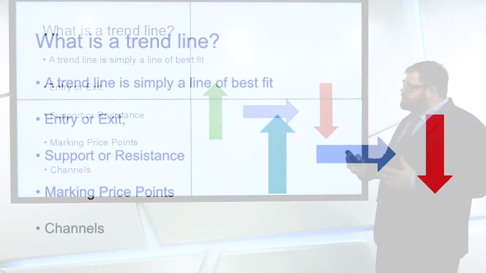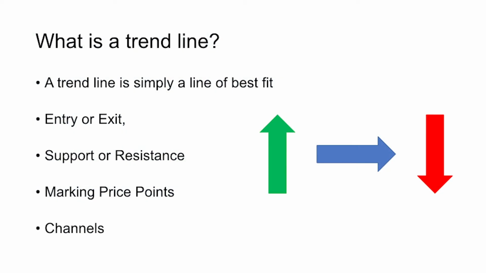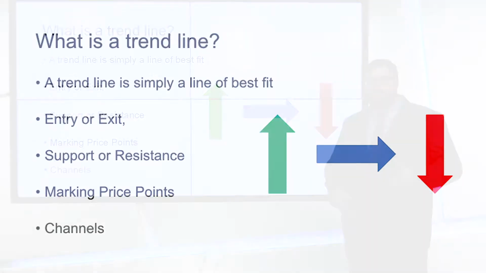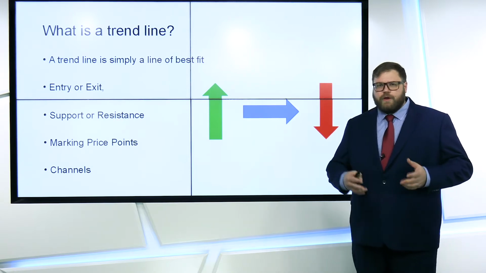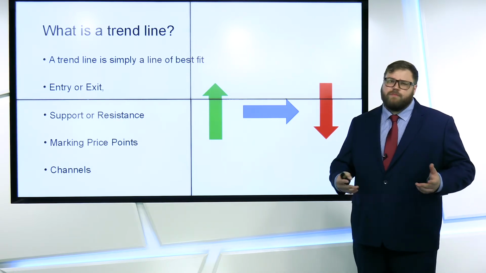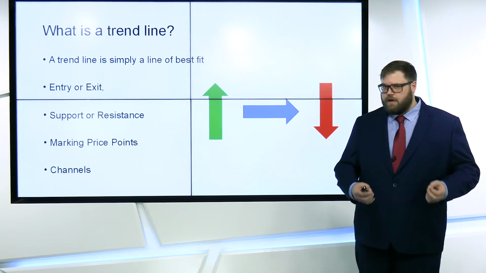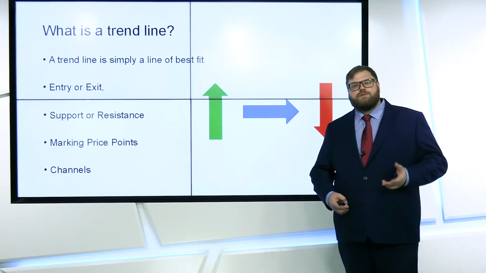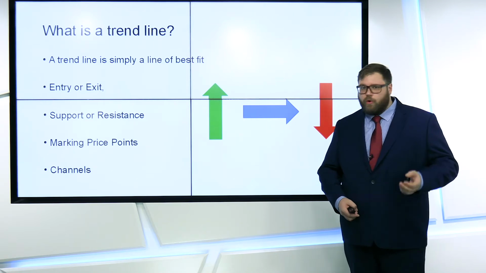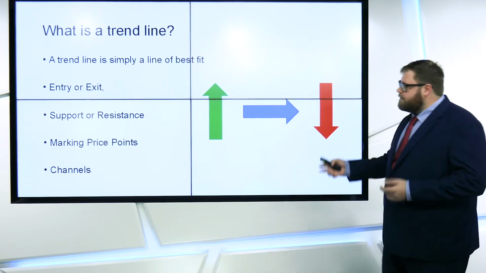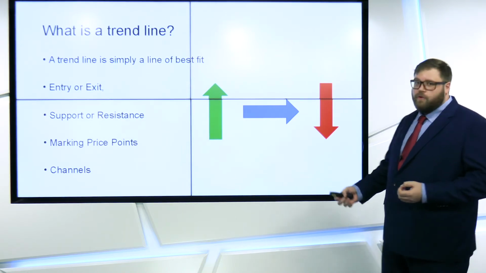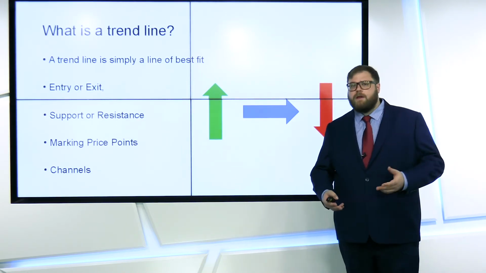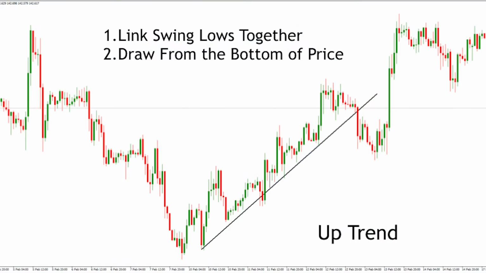Now, what is a trend line at the end of the day? It is really just a line of best fit. There is nothing about a trend line that makes it unique or special as an indicator. It is purely your own intuition and where you see that price might have some support or resistance that you can fit that line to it. It can provide you an opportunity for entries and exits, support and resistance lines, and of course, marking out price points like you see me do all the time in our other videos, and of course, marking out trend channels that are accommodating to those trend lines.